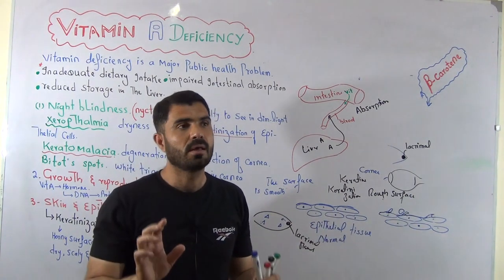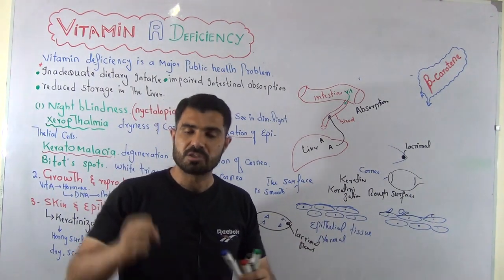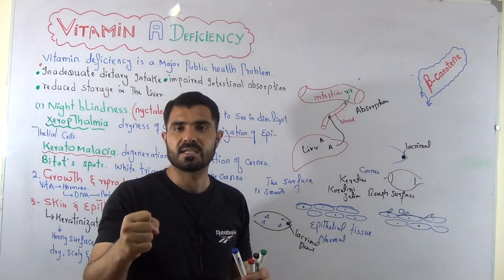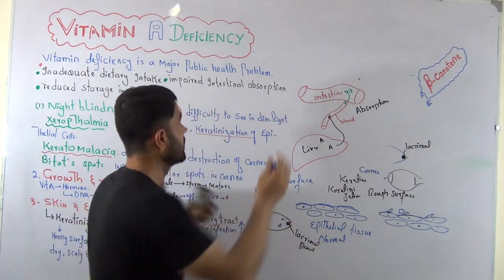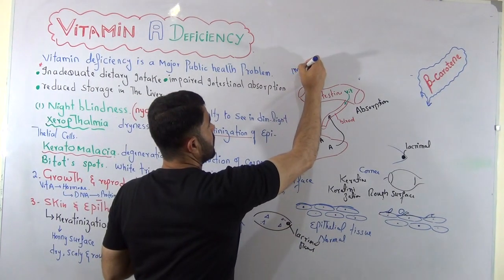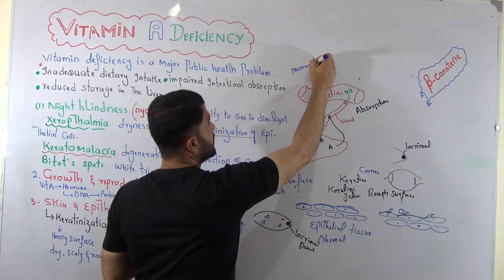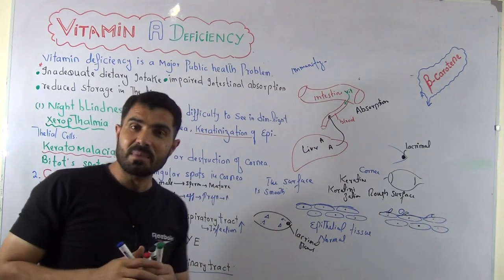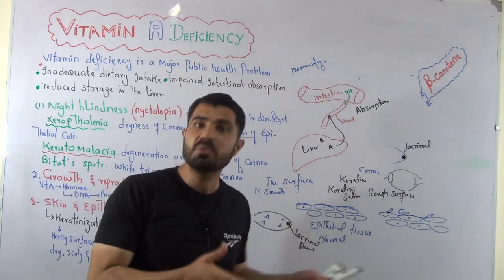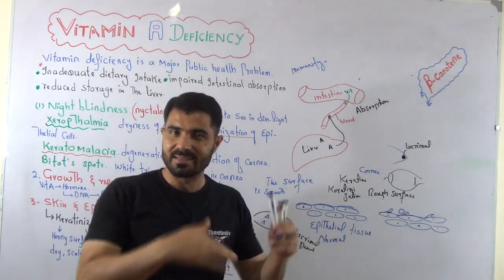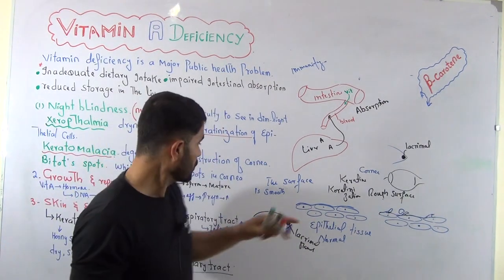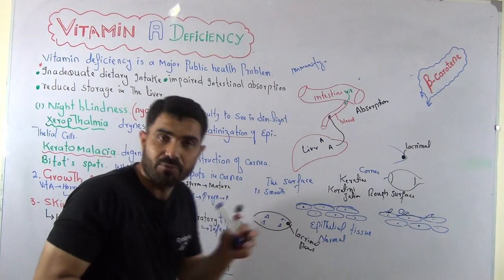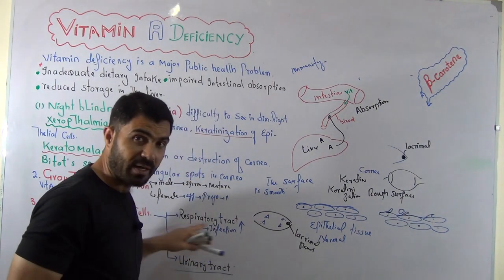You know, if your body is protecting you from the bacteria and virus, this is called what? Immunity. So vitamin A is involved in immunity a little bit, right? In this regard, if vitamin A is deficient, you will be having infection in the respiratory tract.